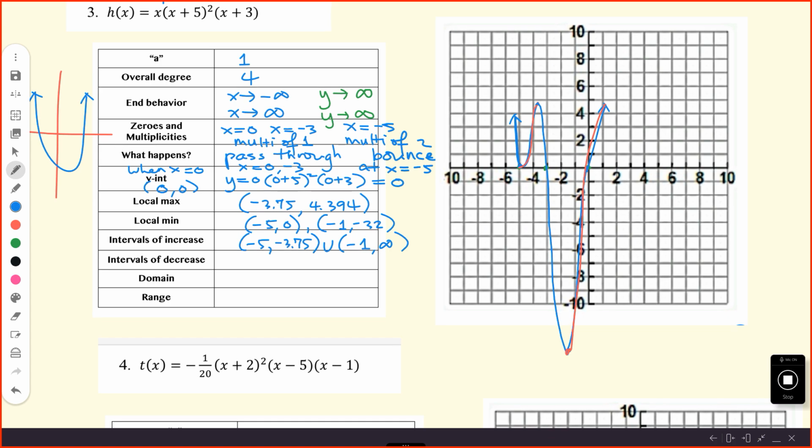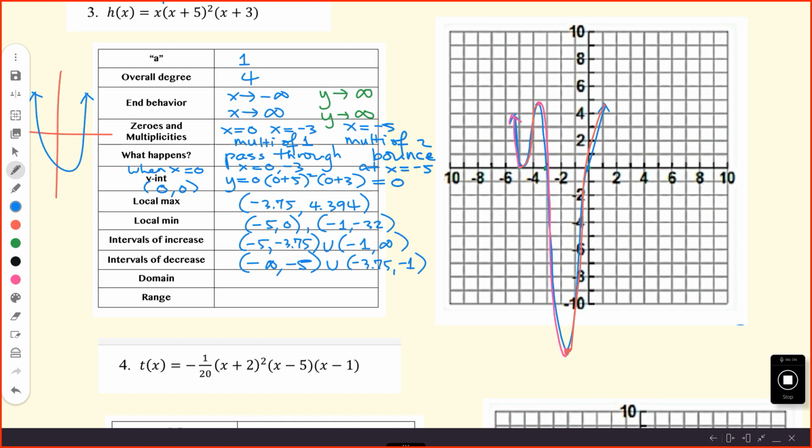And then the decrease, how many decreasing parts do we have? We also have 2, right? This to this is decreasing. So that is negative infinity up to this, negative 5. And then union. Okay, yes. This is the x value of the max, which is negative 3.75, and then going down, which is the x value of the min. So that is negative 3.75, comma, negative 1.